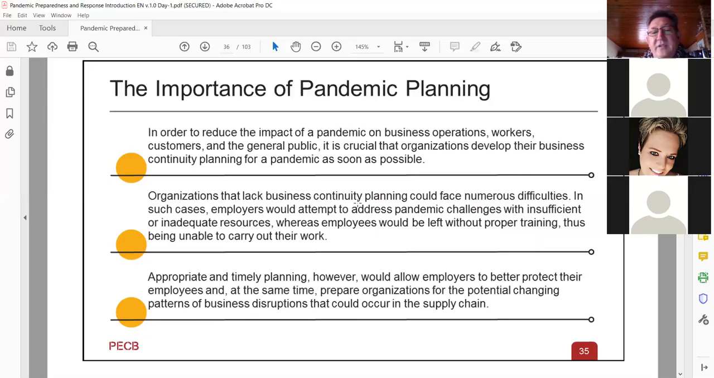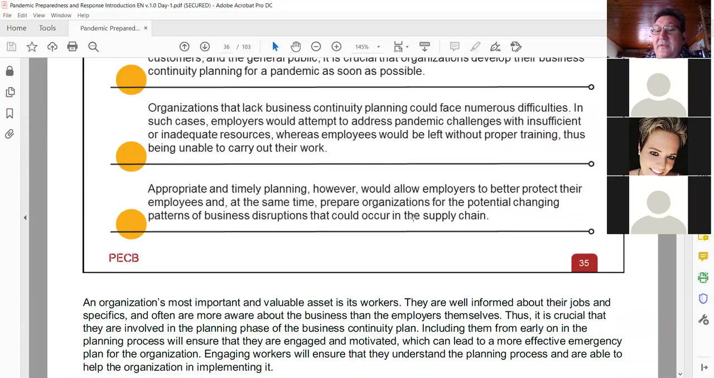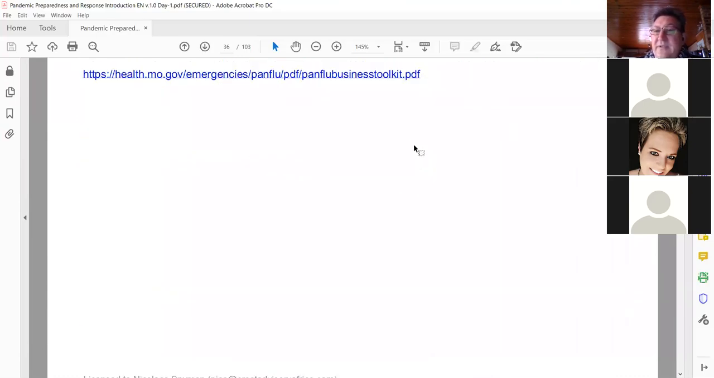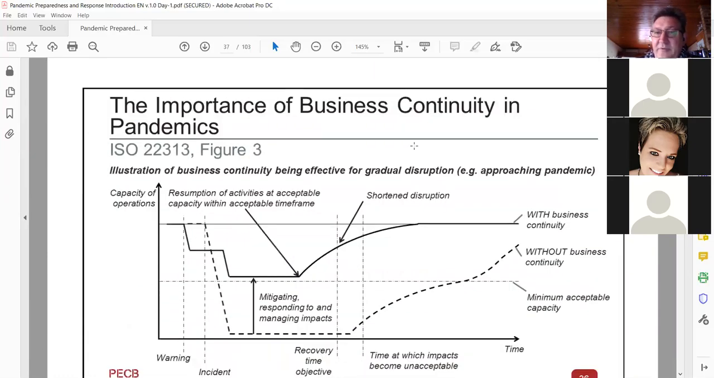And the third dot is appropriate and timely planning, however, would allow employers to better protect their employees and at the same time prepare organizations for the potential changing patterns of business disruption that could occur in the supply chain. The supply chain is going to be the biggest critical environment in the future.